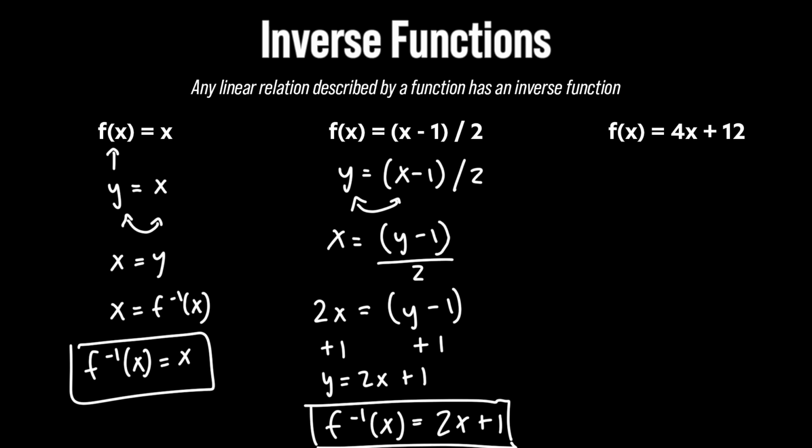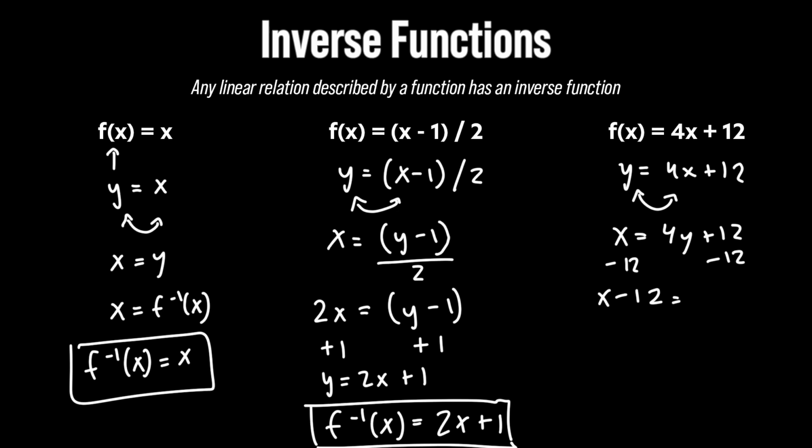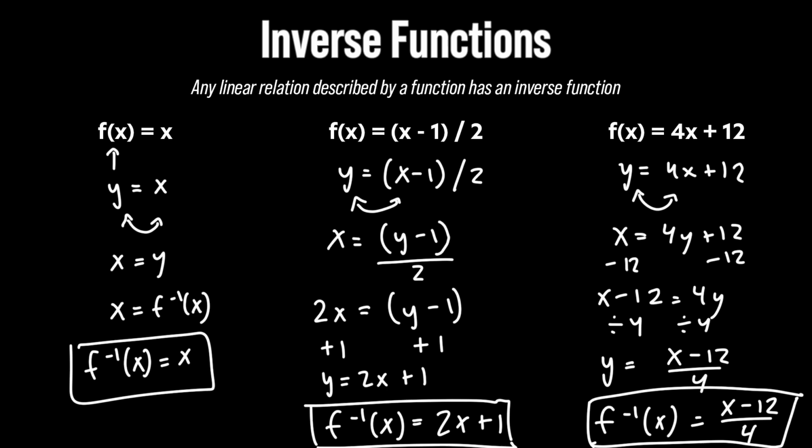And let's try this last one here. y is equal to 4x plus 12. Swap the x and y, so we're going to get x is equal to 4y plus 12. Now we're going to solve for y, so let's subtract 12 from both sides. x minus 12 is equal to 4y, and divide by 4. y is equal to (x minus 12) over 4. And now we replace y with f inverse of x. So this is our inverse function.